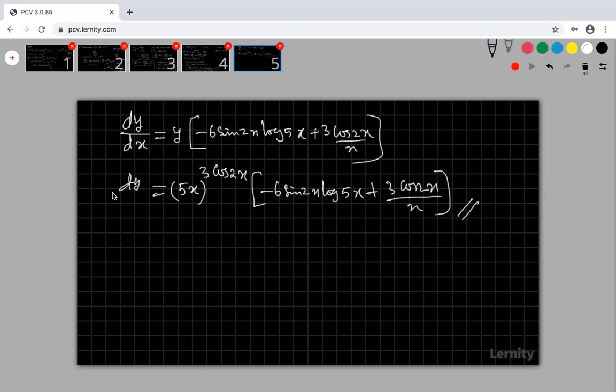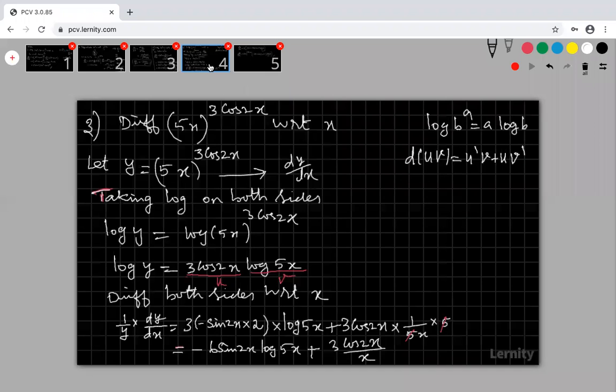Are you clear? Do you understand? Any doubt? If you have any doubt, please ask your doubts. Otherwise, we'll move to the next problem. Fourth problem. Sine inverse of x root x. How to differentiate that?